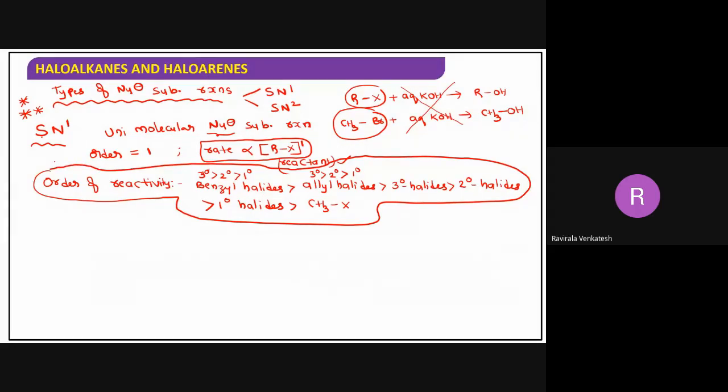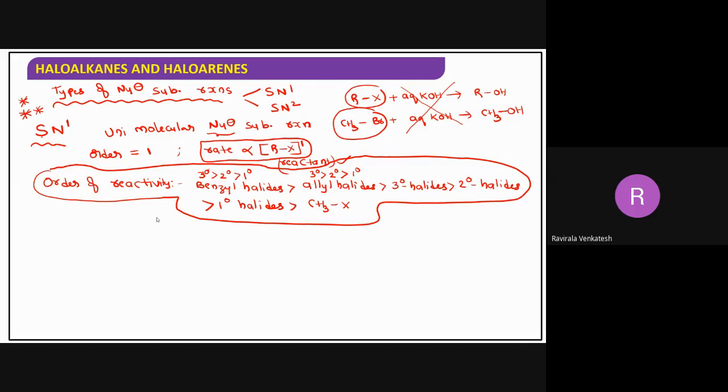So, understood here? Now what I'm saying is the order of reactivity: benzyl halides are more reactive than allyl halides, and allyl halides are more reactive than tertiary. Tertiary is more reactive than secondary, secondary is more reactive than primary, and finally methyl halide. I think you know; in the first class only we discussed this. What is allyl, what is alkyl, everything we discussed. So you don't have any problem identifying which is which, I think, right?